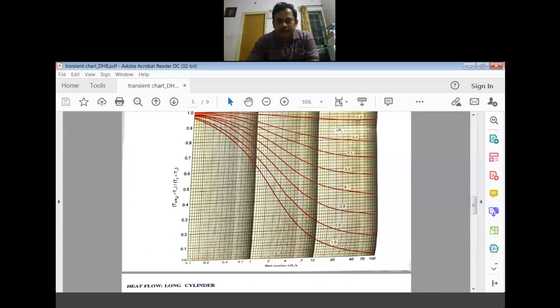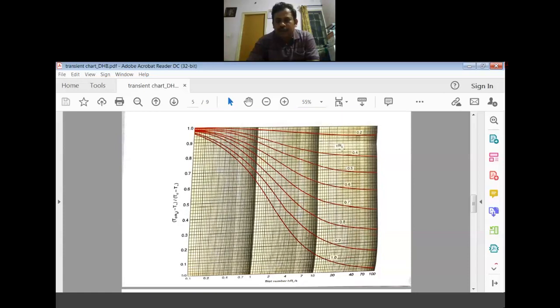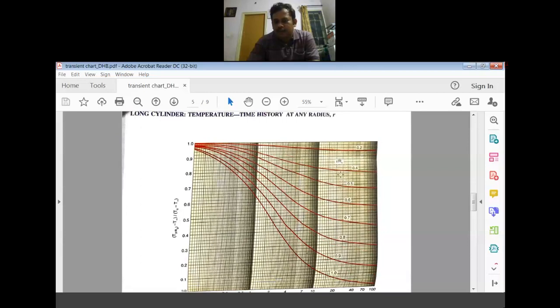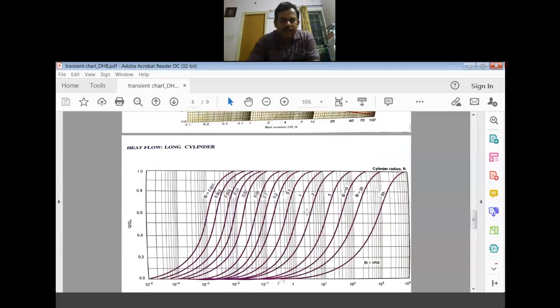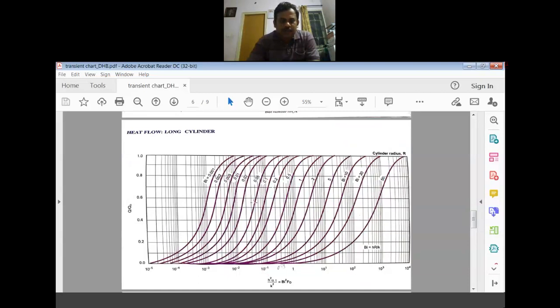And here the Biot number is given by hr by k, where r represents the outer radius. For different values of r, the ratios are given, which tell you the radius divided by the outer radius, and accordingly you can calculate the parameters. Similarly, heat transfer is also given here, q by q naught, against Biot number squared into Fourier number on the x-axis. You can see there are logarithmic scales. The chart has a logarithmic scale.